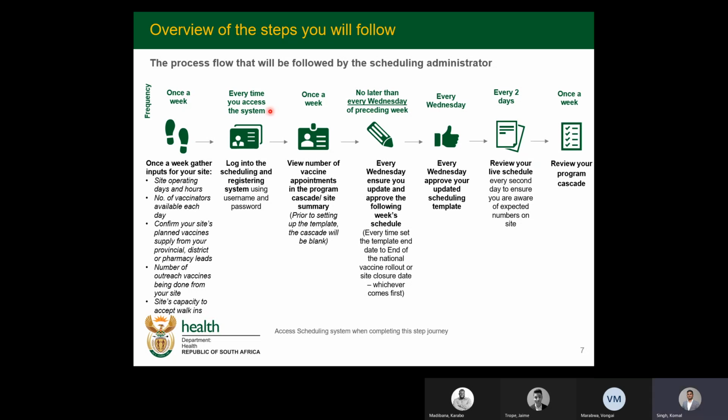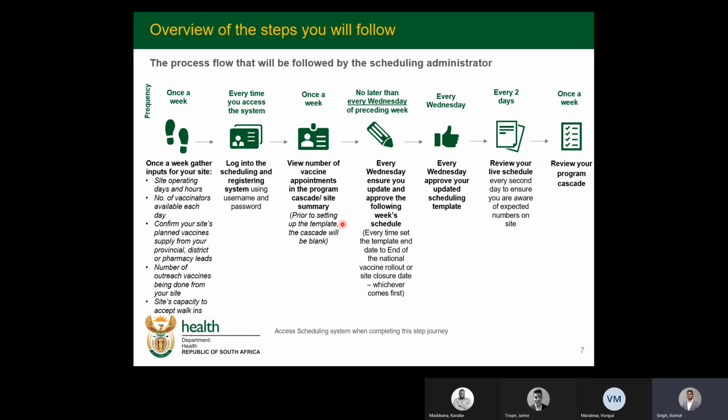Please note, every time you access the system, you need to log into the scheduling and registering system using the username and password that has been provided to you. Once a week, please remember to view the number of vaccine appointments in the program cascade or site summary. This is done prior to setting up the template.